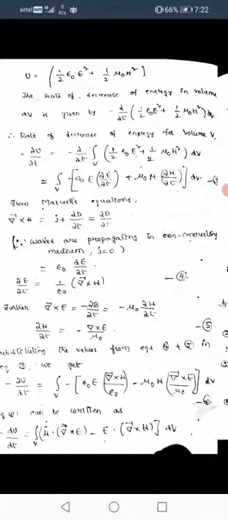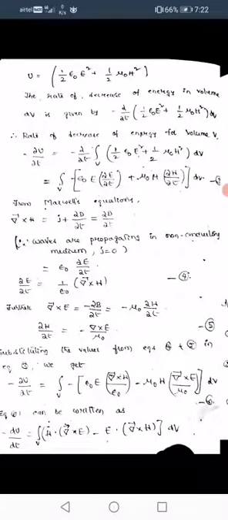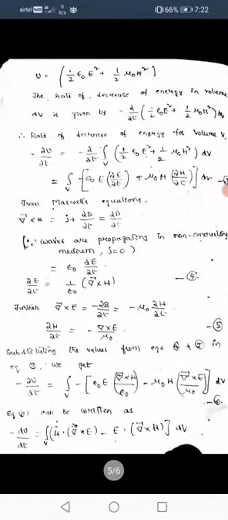So curl H equals epsilon naught dou E by dou T, where D equals epsilon E. So dou E by dou T equals 1 by epsilon naught curl H. Further, curl E equals minus dou B by dou T. This is Faraday's law, that equals minus mu naught dou H by dou T. So dou H by dou T equals minus curl E by mu naught.